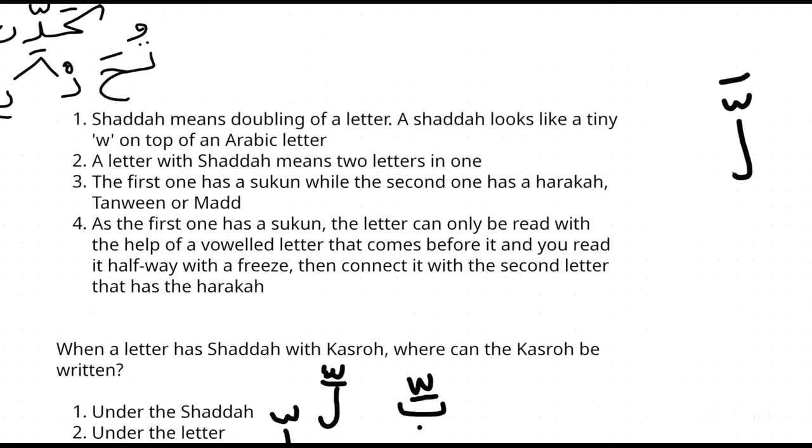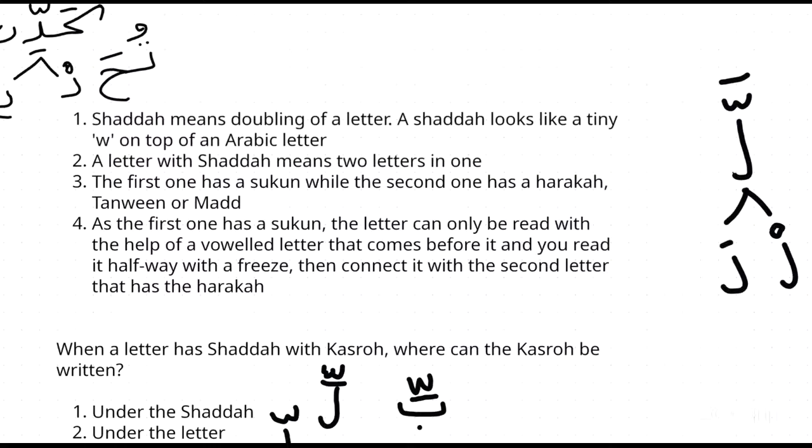This little W thing is called shadda. And a letter with shadda means two letters in one. It means this one lam with the shadda on top of it, we're looking at two letters put inside one. The first one has a sukun. So let's see the two lams. We have the first lam and we have the second lam. The first lam has a sukun, and the second lam has a haraka.